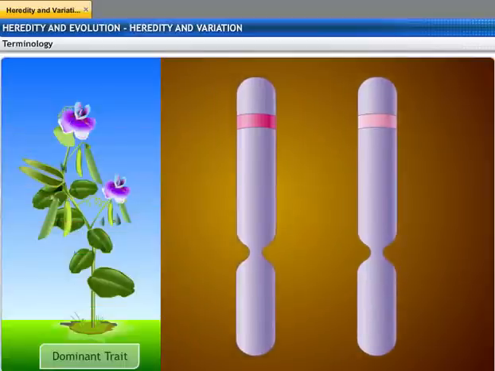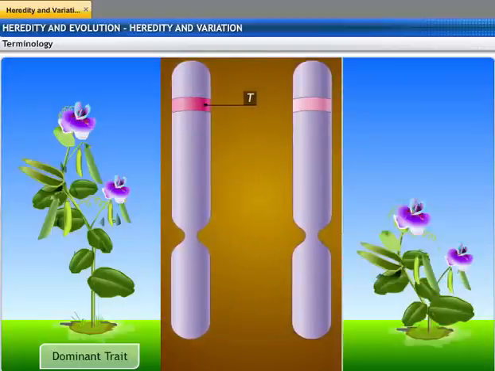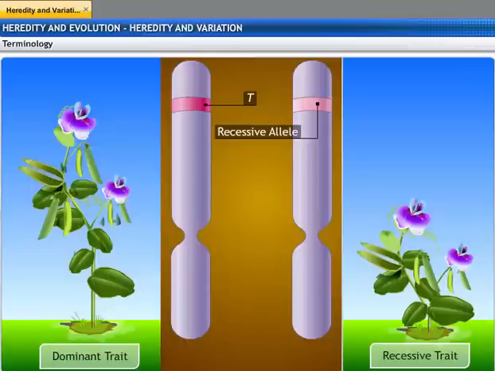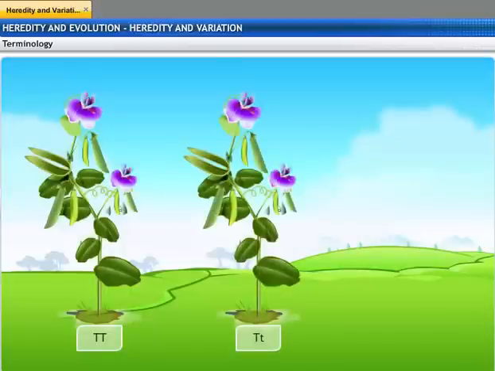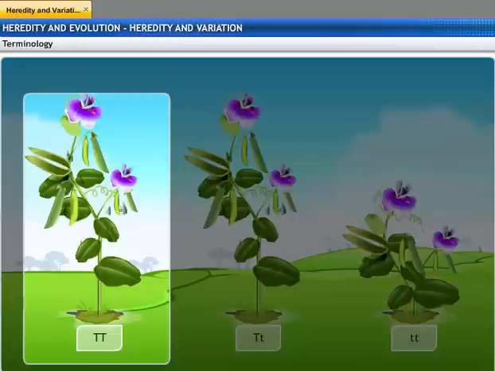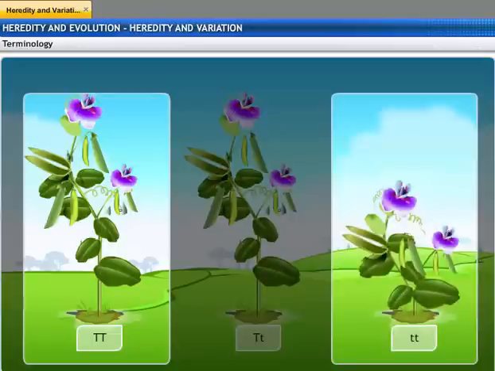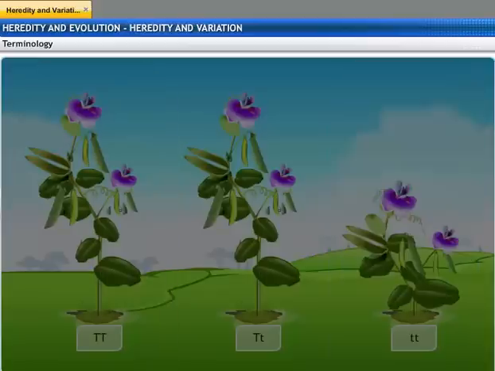Tallness in a plant is a dominant trait, controlled by a dominant allele, and is represented by the uppercase T. Shortness in a plant is a recessive trait, controlled by a recessive allele, and is represented by the lowercase t. These alleles combine to make a genotype such as TT, Tt, or tt. TT and tt are homozygous, and Tt is referred to as heterozygous.